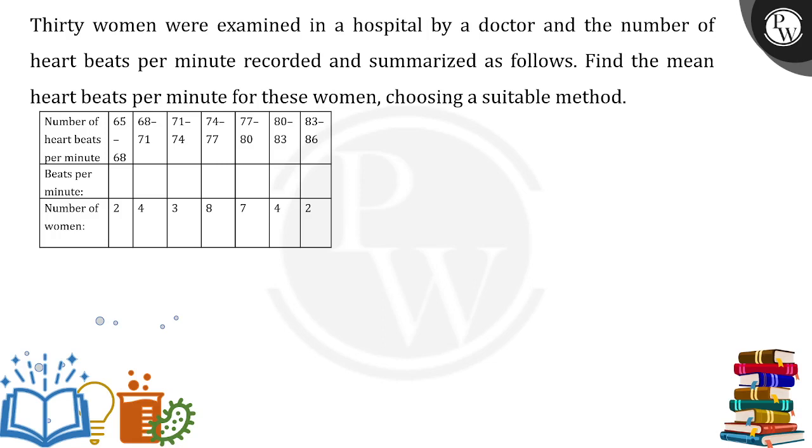So we have to find the mean heartbeat. For each and every data, we have to find the mean. So how do we find the mean? For this, we have a straightforward thing. We have to go for the long table. In the first column, we have the class interval. So what class intervals are available to us?